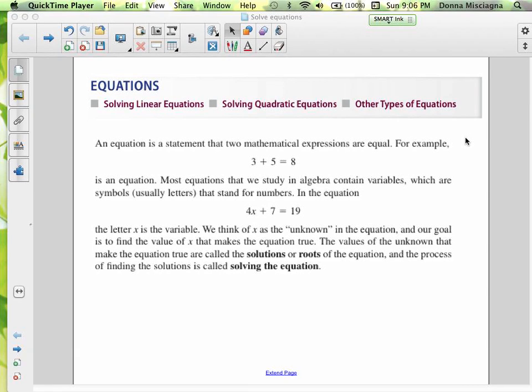Equations, solving linear equations, solving quadratic equations, and other types of equations. In this video, we'll look at solving linear equations. An equation is a statement that two mathematical expressions are equal.